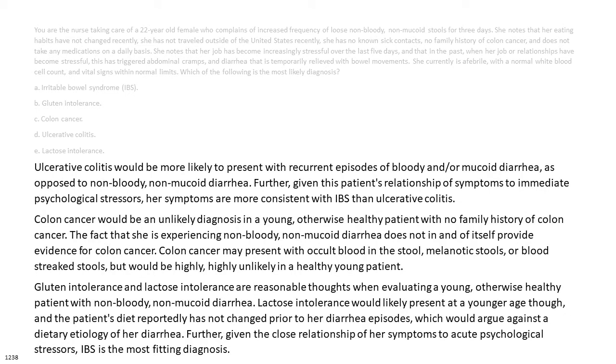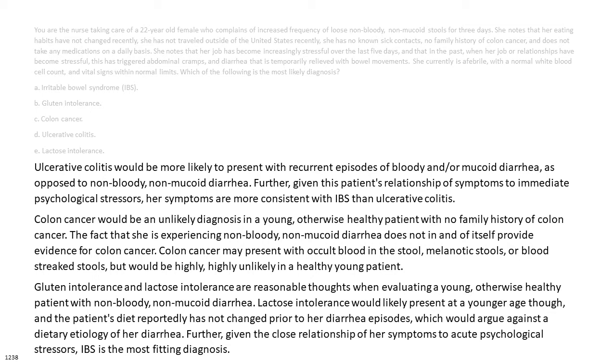Ulcerative colitis would be more likely to present with recurrent episodes of bloody and/or mucoid diarrhea, as opposed to non-bloody, non-mucoid diarrhea. Further, given this patient's relationship of symptoms to immediate psychological stressors, her symptoms are more consistent with IBS than ulcerative colitis. Colon cancer would be an unlikely diagnosis in a young, otherwise healthy patient with no family history of colon cancer. The fact that she is experiencing non-bloody, non-mucoid diarrhea does not in and of itself provide evidence for colon cancer. Colon cancer may present with occult blood in the stool, melanotic stools, or blood-streaked stools, but would be highly unlikely in a healthy young patient.